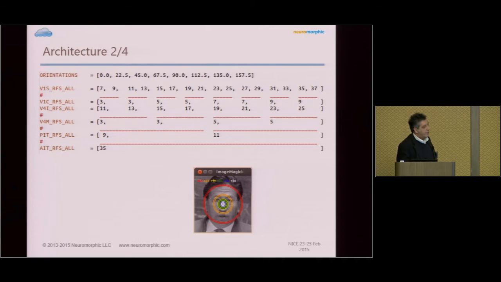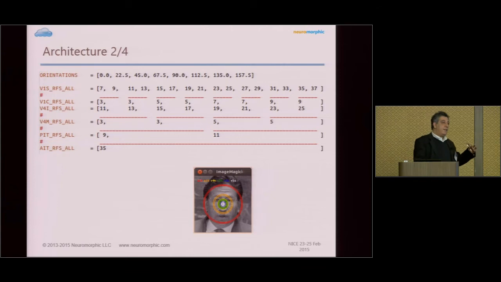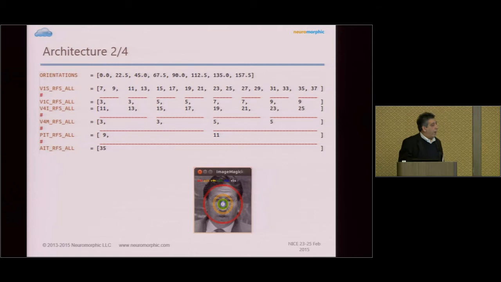So in this picture here, you see the relative size of the receptive fields on the face. The gray part in the inner is basically V1S. The blue circle is V1C. The green circles are V4, the yellow are PIT, and red is AIT. And these sizes of receptive fields have been based on physiology results that have been reported over the years.